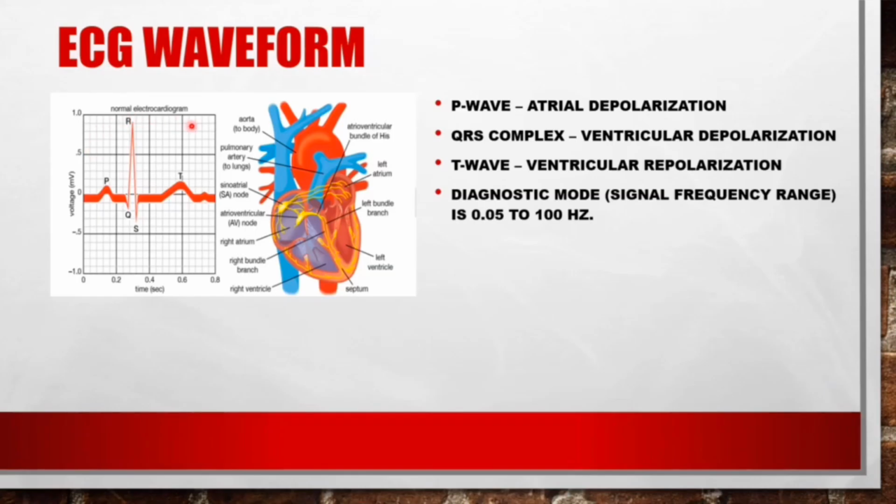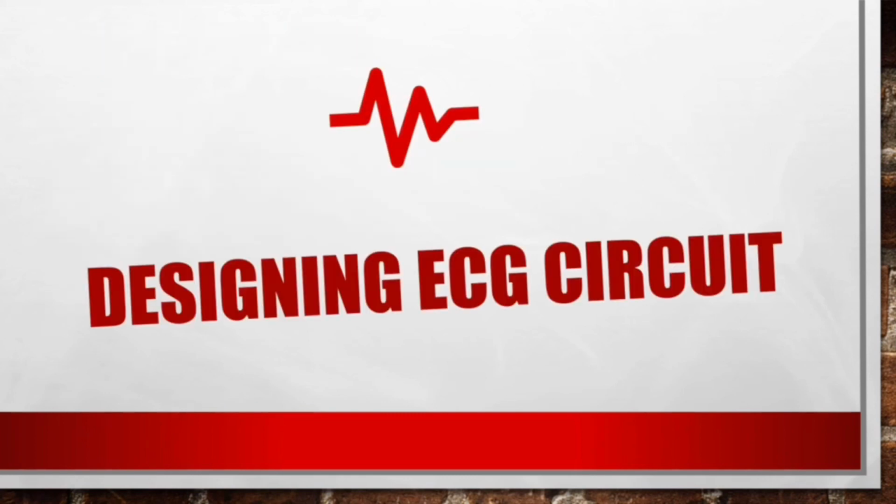In normal electrocardiogram, we will have PQRST wave, which P wave is the atrial depolarization. QRS complex is the ventricular depolarization and T wave is the ventricular repolarization. Note that the diagnostic mode or signal frequency range for the ECG is between 0.05 to 100 Hz. In designing ECG circuit, there are a few things that we need to consider, and there are a few components that we have to use in order to create an ECG circuit.